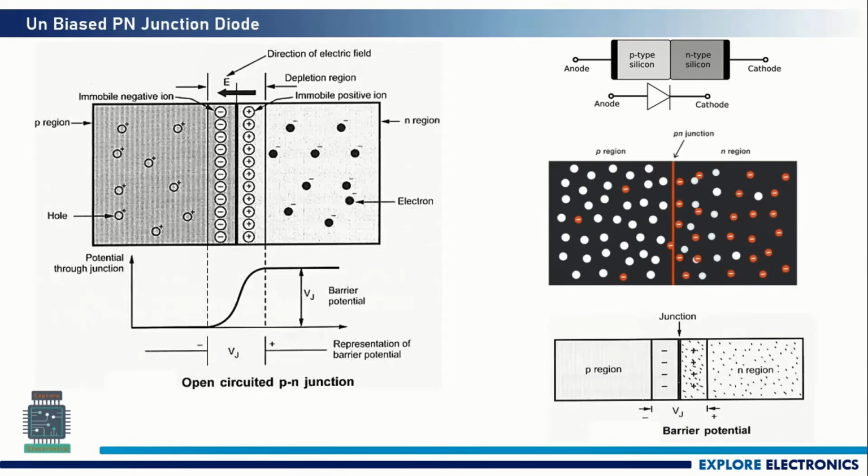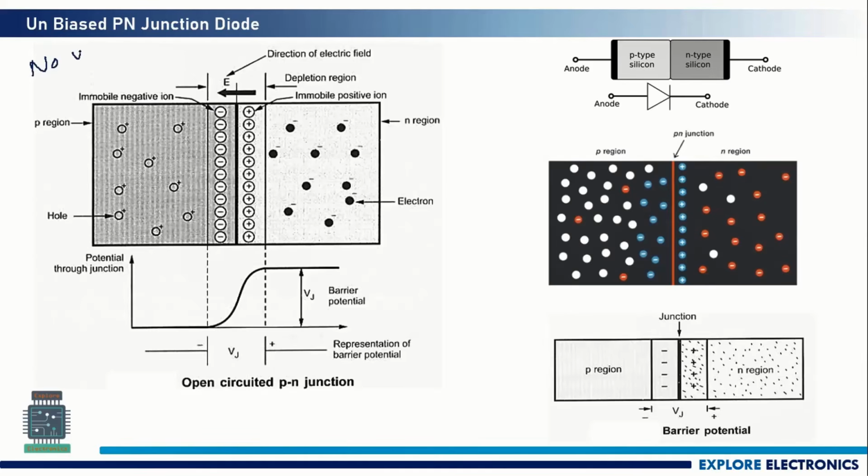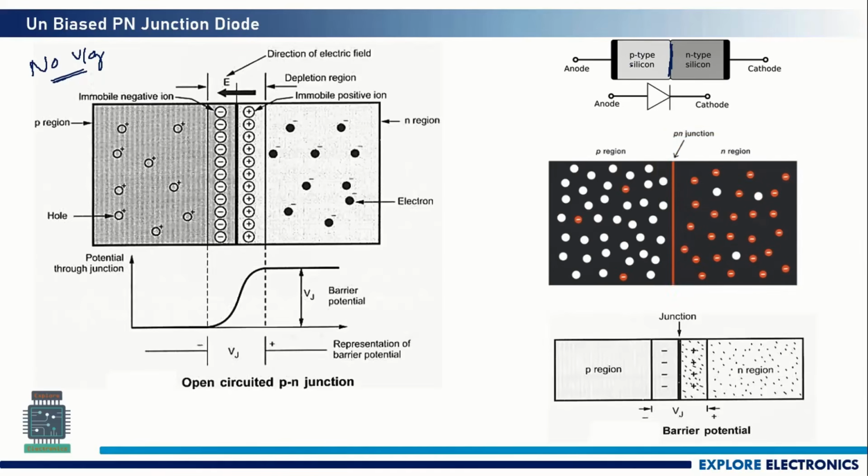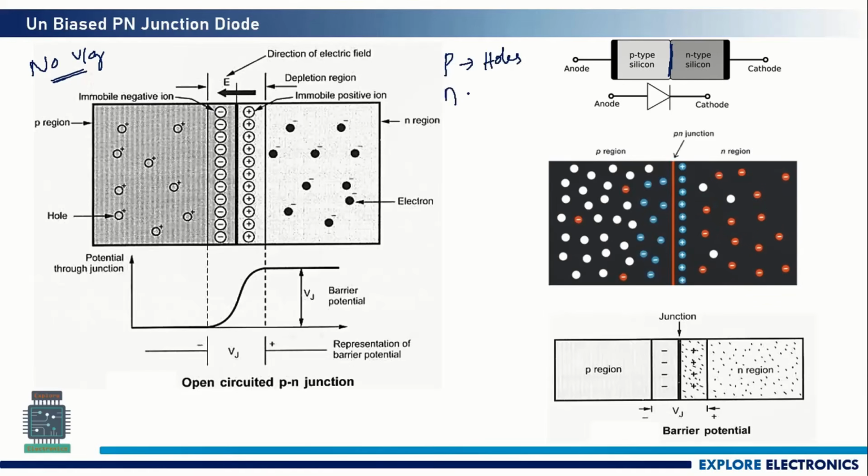Coming to the biasing of the PN junction diode. Initially, when there is no bias, meaning no external voltage is given to the diode, what happens? There is a PN junction like this. Here in the P-type silicon, as we know, the majority carriers are free holes. In the N region, the majority carriers are electrons.